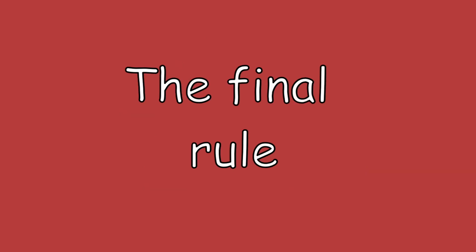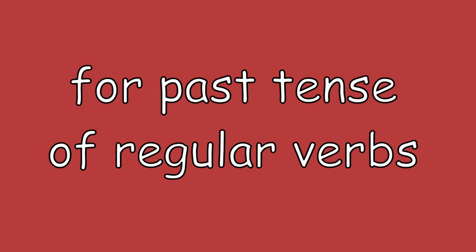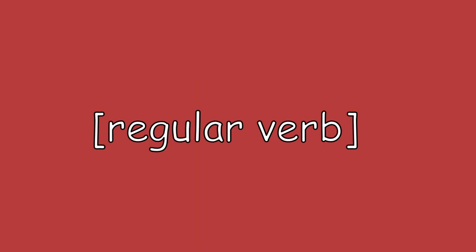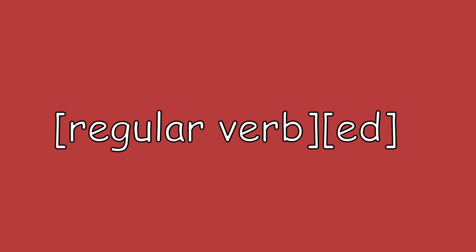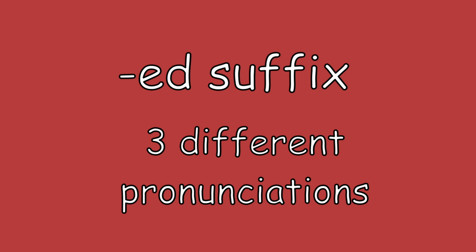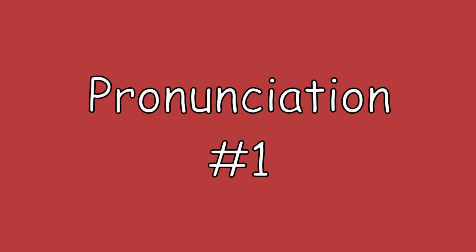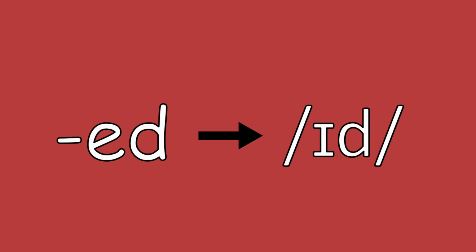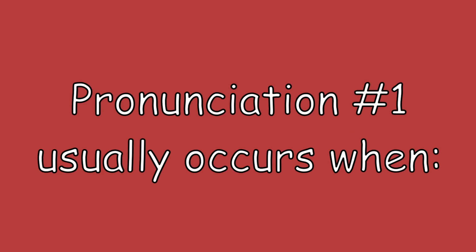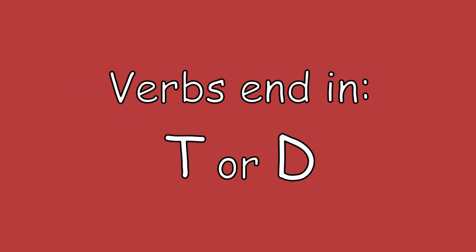On to the final rule for this video. We all know the beloved ed suffix for past tense of regular verbs. It's quite simple. If a regular verb is in past tense, just smack an ed, say id, after the verb and you're good. But did you know there are 3 different ways of pronouncing this ed ending? The first way is the fan favorite. It's just saying id, just like it's spelled. This pronunciation usually occurs with verbs that end in t or d.